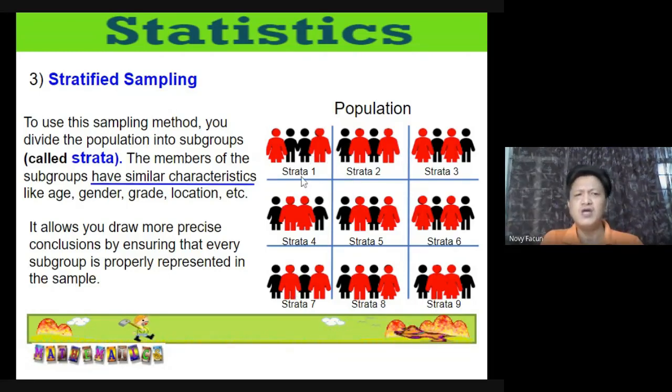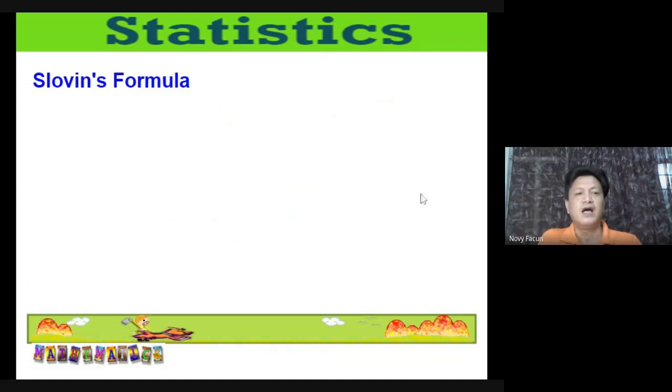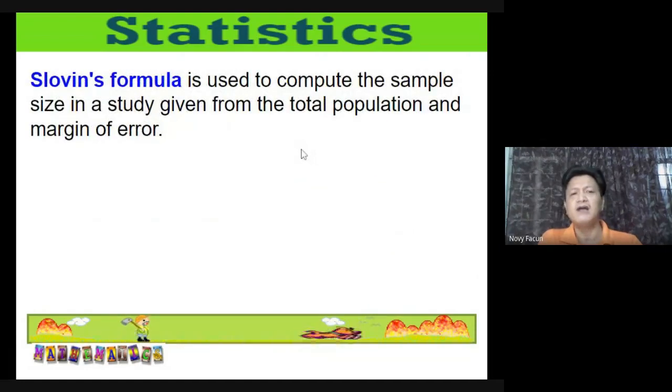Okay, so paano ba tayo mag-compute or paano ba i-apply ang stratified sampling? Okay, so take note of dito pag sinabi ng similar, yung mga nakagrupo dyan, meron silang same characteristics. For example, they have the same age, dito naman same sila ng grade, depende dun sa magiging target mo. Okay, so with that, para ma-apply natin yung stratified sampling, dito ngayon papasok ang Sloven's formula. Pag sinabi natin Sloven's formula, ito yung formula to compute the sample size in a study given from the total population and margin of error.